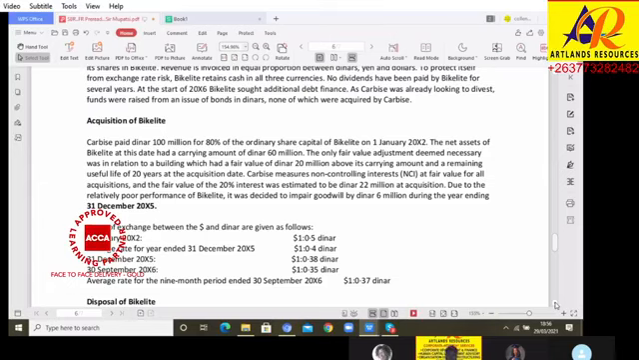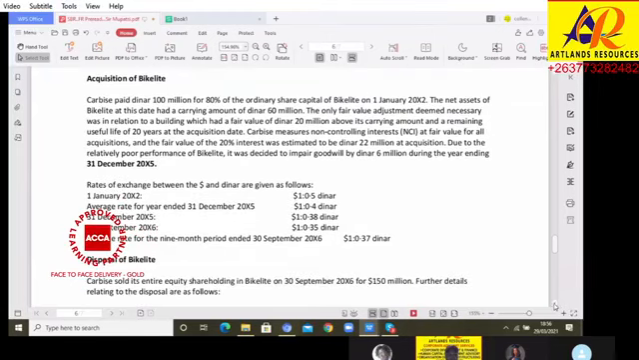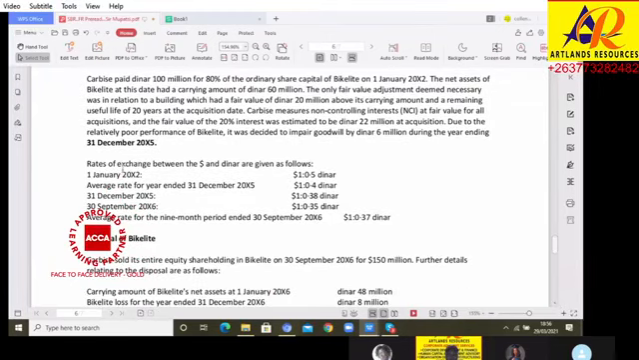Due to relatively poor performance, it was decided to impair goodwill by 6 million during the year ending 31 December 2025. The rates of exchange between the dollar and dinar are given below. So these are the exchange rates, meaning on the date of acquisition, average during the year, 30 September 2026, average for the 9-month period, etc.